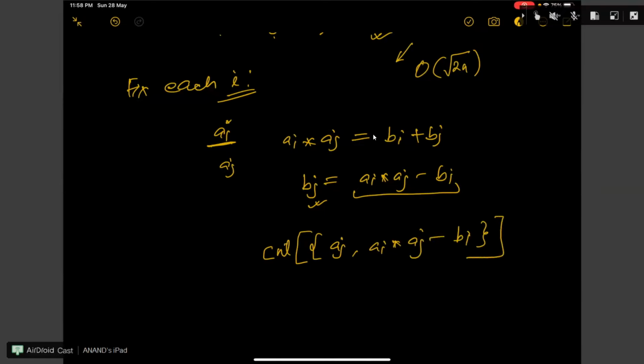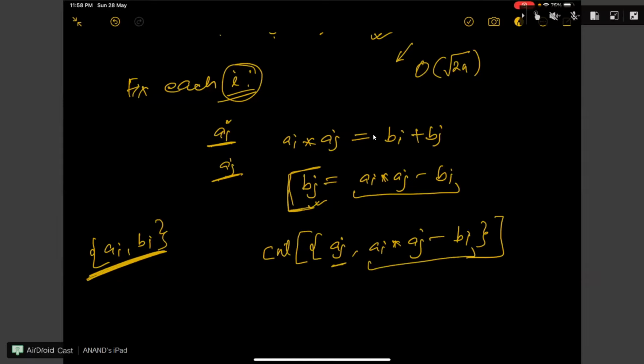Initially, we will store the count of each of the ai and bi pairs. We will store how many of these pairs are occurring, in some count mapping like that. Now we are fixing the i, and then we are iterating for each value of aj from 1 to square root of 2n. Once you fixed ai and aj, you calculate the bj value and then count how many of these pairs are equal to aj and this bj. Basically, you count how many aj, bj pairs there are.